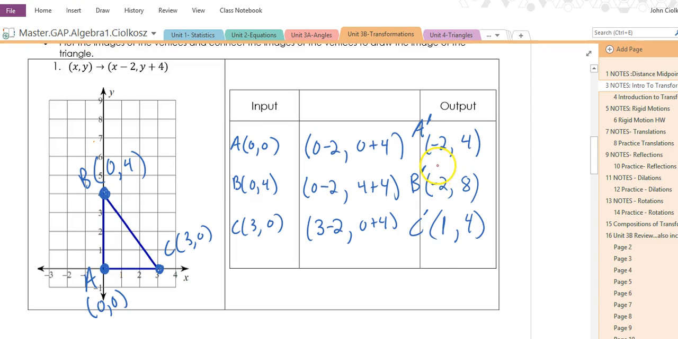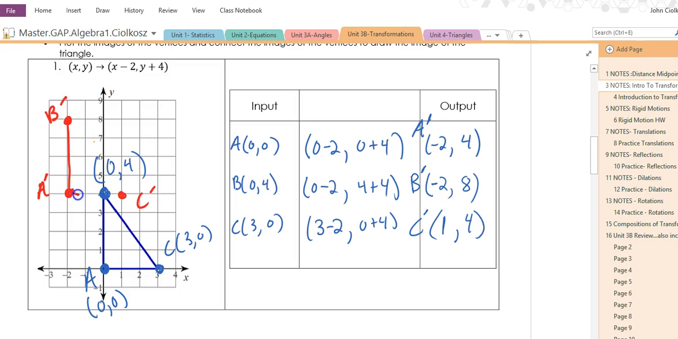So if I want to plot this in red, -2, -4 would be somewhere down here. Oh, that should be positive 4. So -2, positive 4. B prime, -2, positive 8. It should also be down here. I counted wrong. And then C, 1, 4.